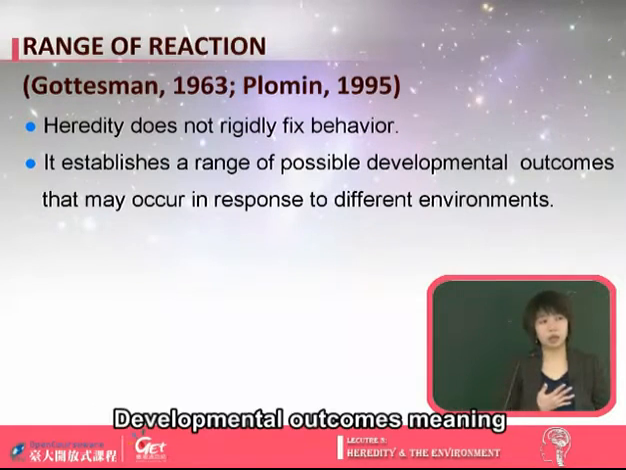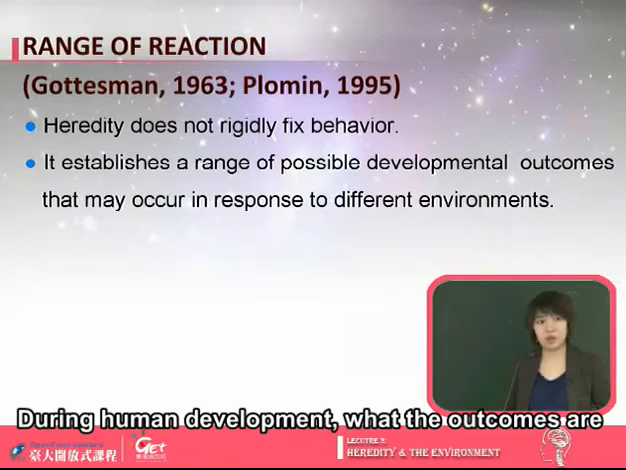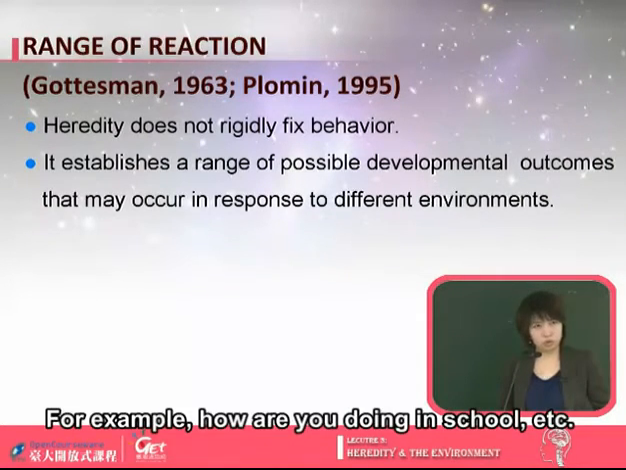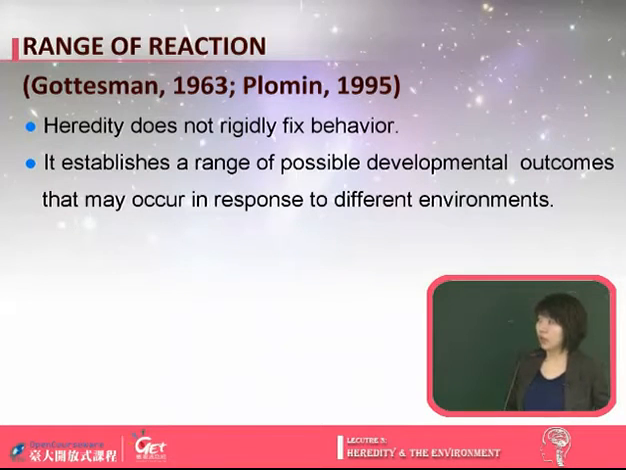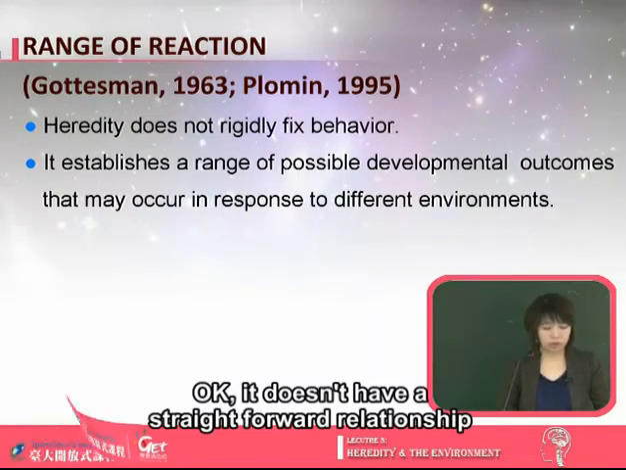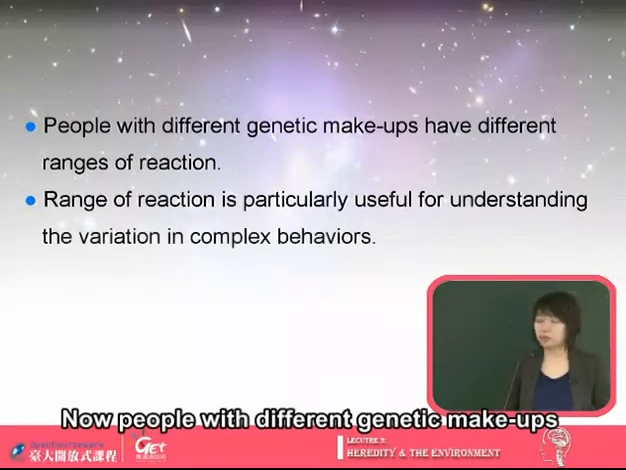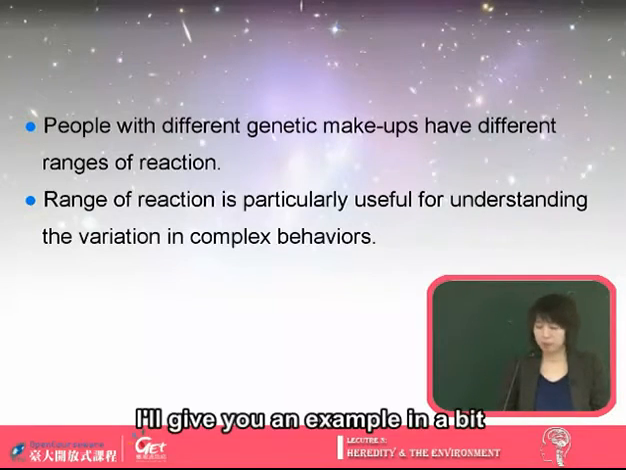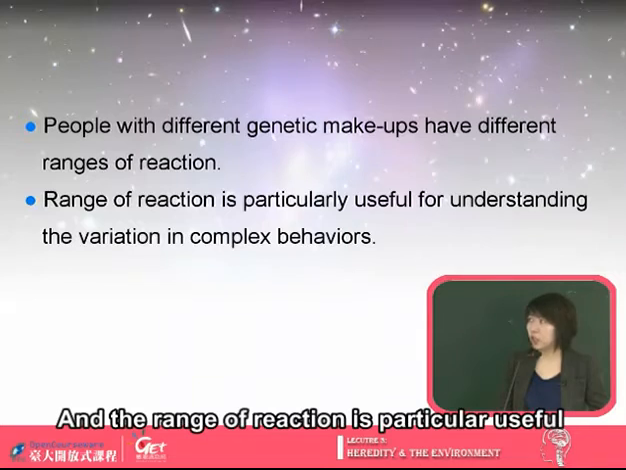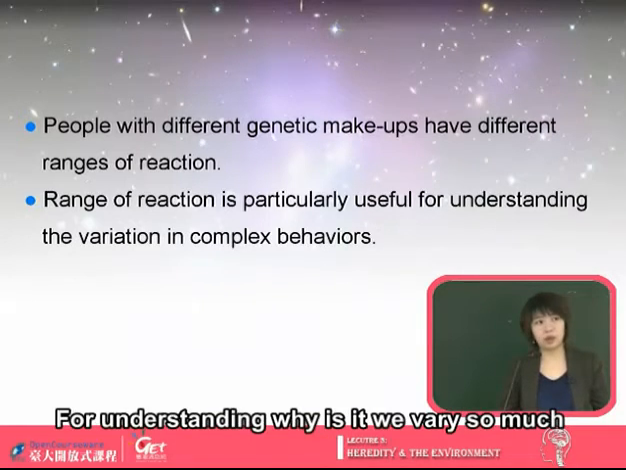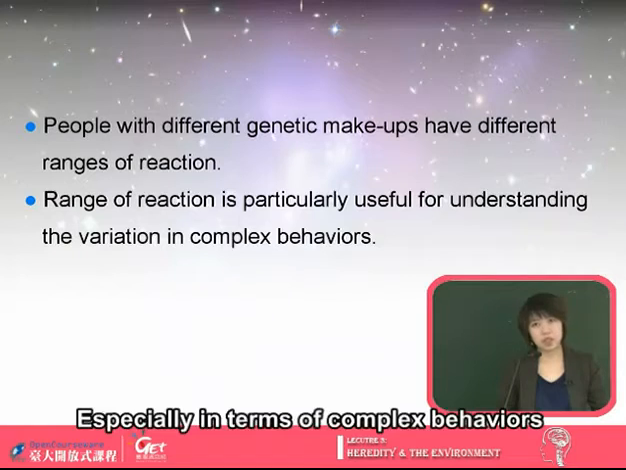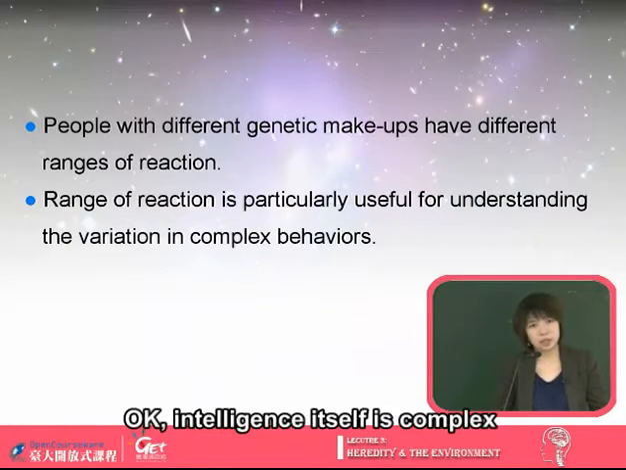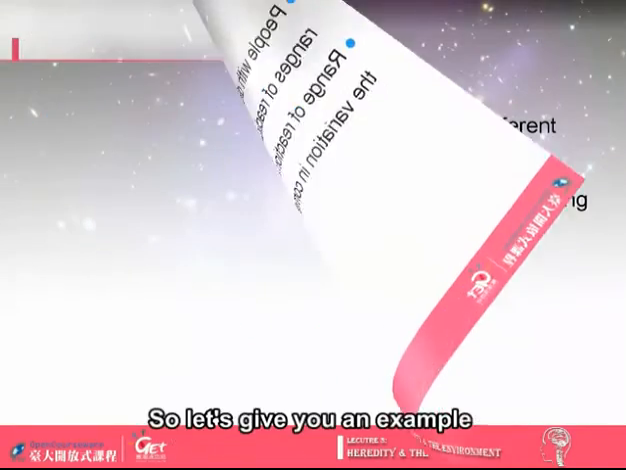Basically, your genetic disposition establishes a range of possible outcomes. Developmental outcomes meaning during human development, what the outcomes are. For example, how well you do in school, etc. So it establishes this range of possible outcomes that may occur in response to different environments. Okay? It doesn't have a straightforward relationship. Now, people with different genetic makeups have different ranges of reaction. I'll give you an example in a bit. And the range of reaction is particularly useful for understanding why it is we vary so much, especially in terms of complex behaviors. Okay? Intelligence itself is complex. So let me give you an example.